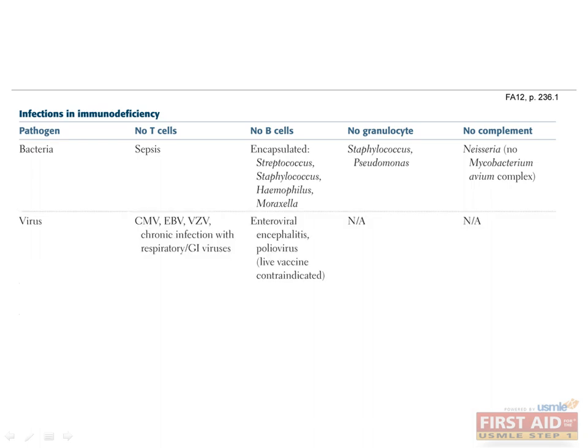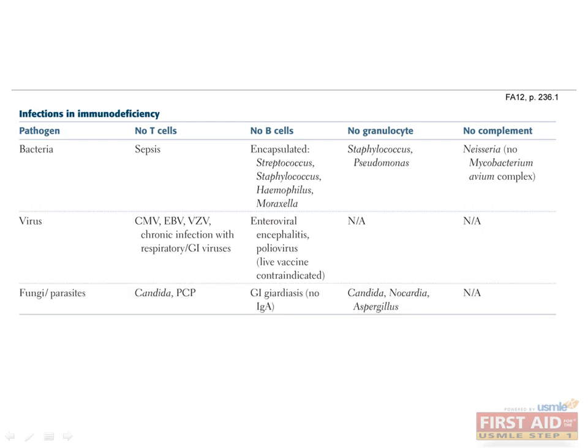When it comes to viruses, a lack of T cells will predispose you to infection by members of the herpes virus family, as well as chronic respiratory and digestive viruses. A lack of B cells is perhaps even more dangerous, as it can lead to contraction of severe viral diseases such as encephalitis and polio. Fungi and parasites are probably low yield in terms of committing to memory, but if you remember one thing, remember that a lack of granulocytes can lead to repeated Candida, Nocardia, and Aspergillus infections.